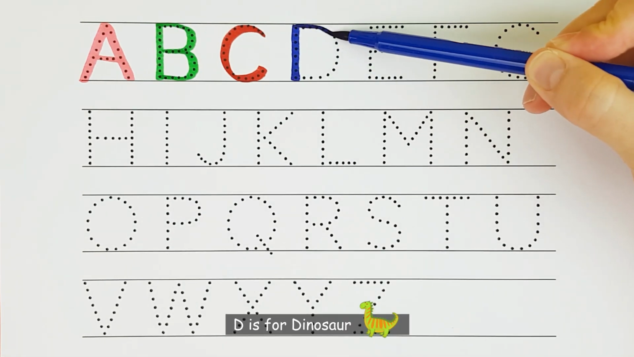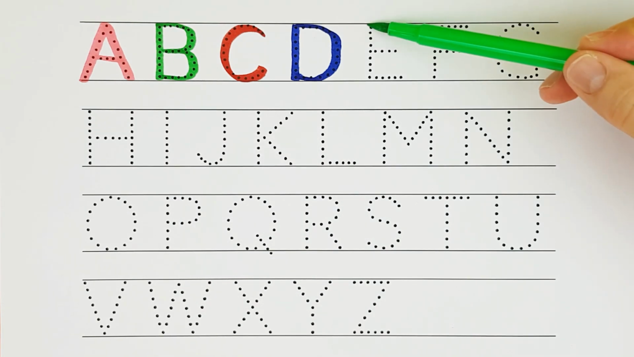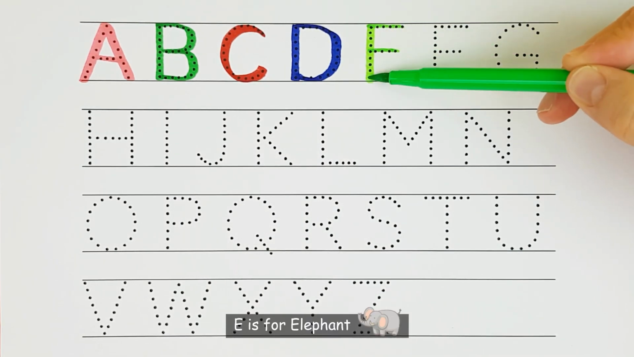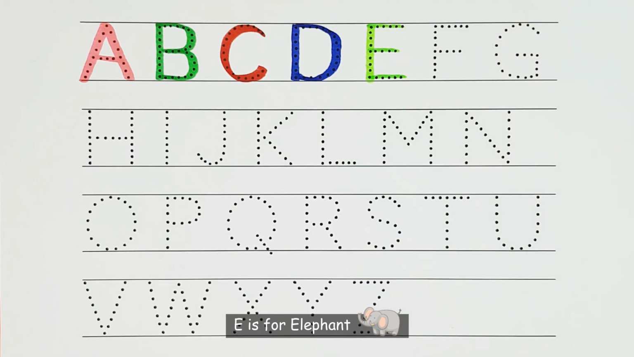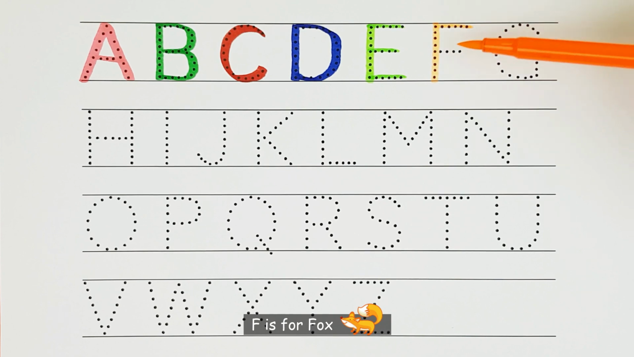D. D is for dinosaur. D. E. E is for elephant. E. F. F is for fox. F.